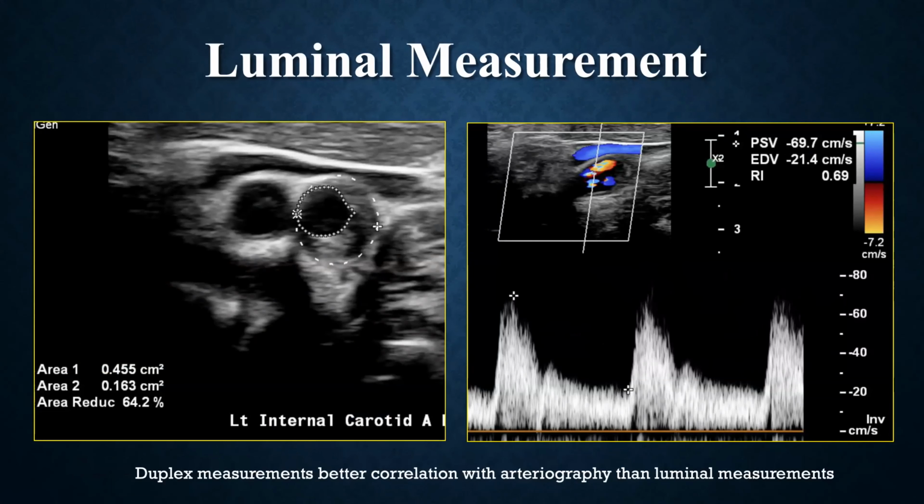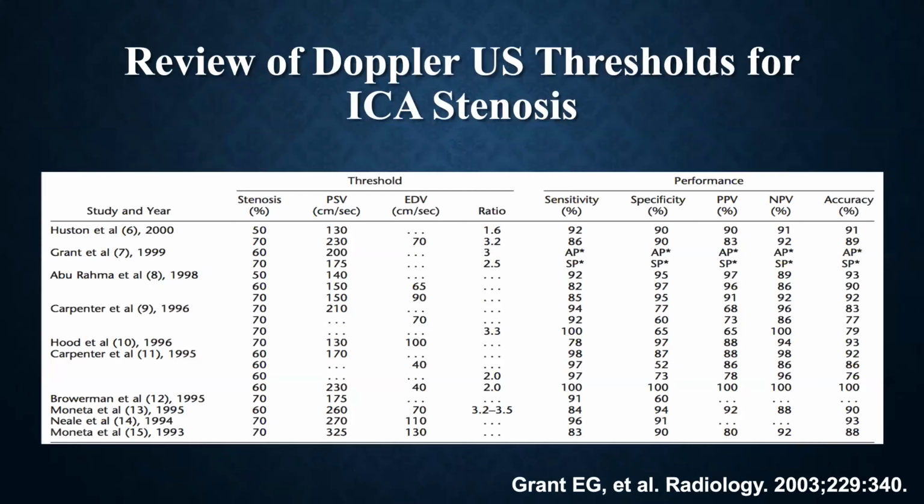In fact, just to show an example, in this case, taking an off-axis luminal measurement gives an estimation of 64% stenosis. And if you look at the duplex exam, where we have a peak systolic velocity of about 70 centimeters per second at the same level, we get a completely different estimation, which would be less than 50% stenosis. So duplex measurements provide better correlation with arteriography than luminal measurements, and we don't support luminal measurements in our practice.